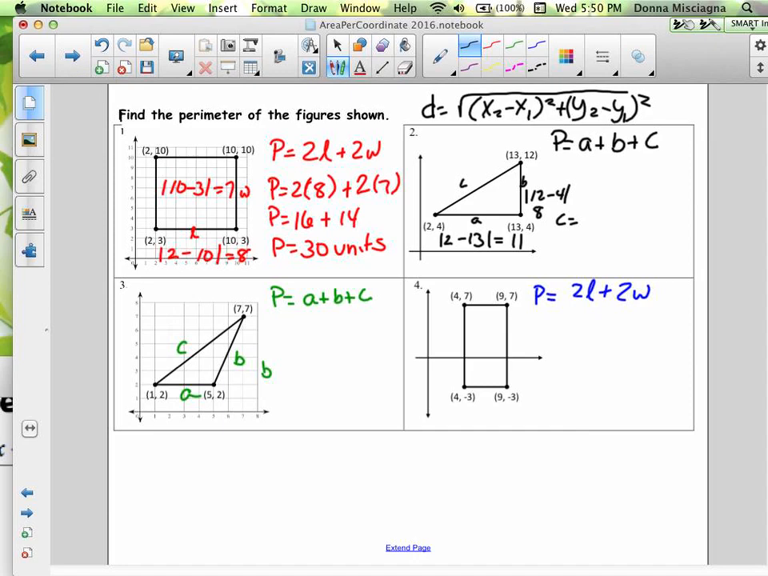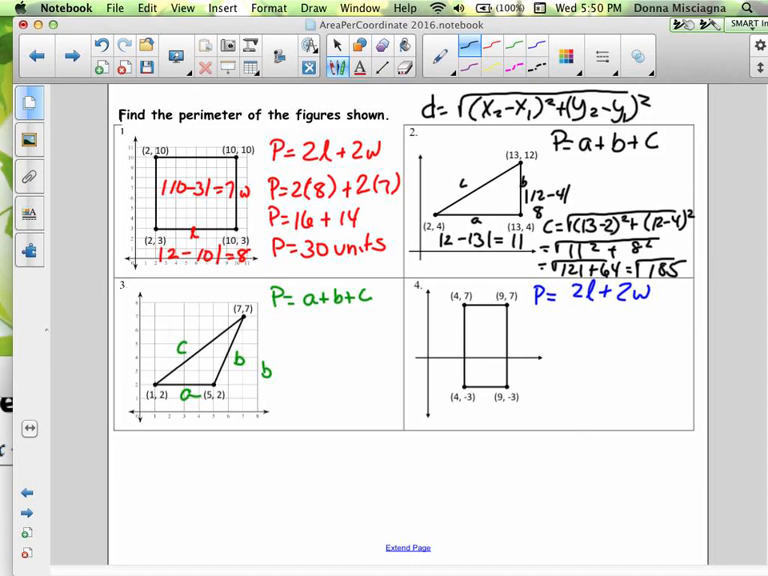All right, so to find the length of C, we have 2 minus 13. Ooh, that just looks terrible. And actually, I think I'll take 13 minus 2 squared plus 12 minus 4 squared, which is 11 squared plus 8 squared, which is the square root of 121 plus 64, which is the square root of 185.